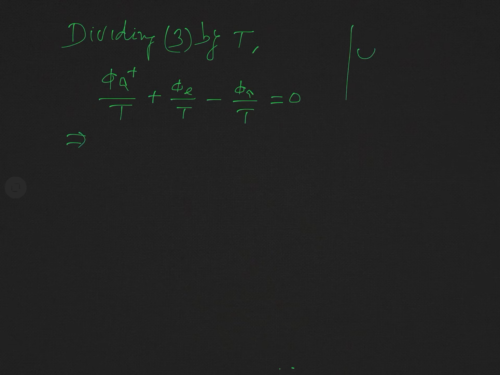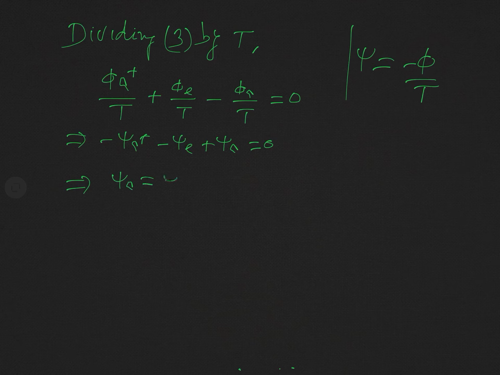And as we know, psi is defined as minus phi over T. So on the basis of this definition, the first term will be minus psi A plus, this is minus psi E, and this will be plus psi A, and this is equal to zero. This equation may be written as psi A equals psi A plus plus psi E. Say this is equation 4.